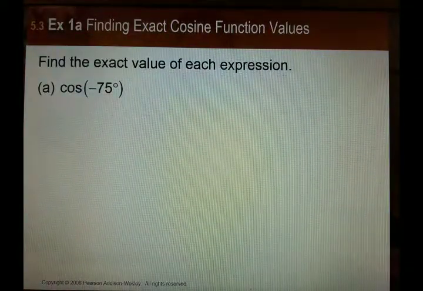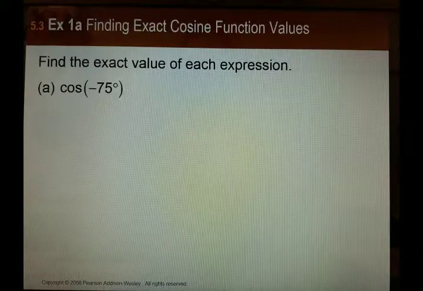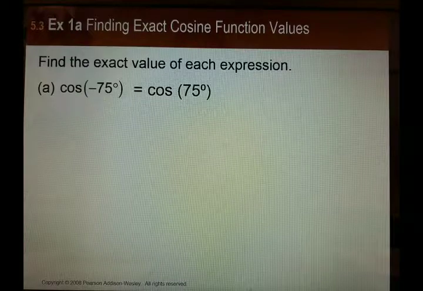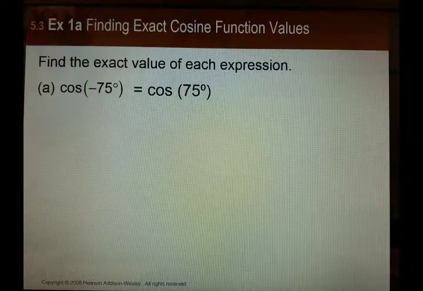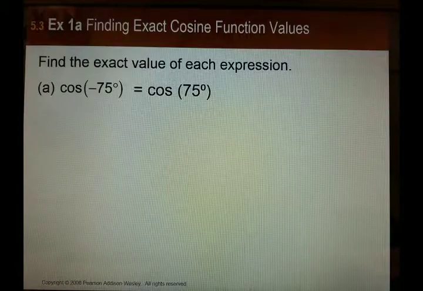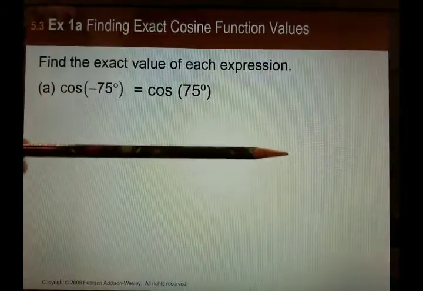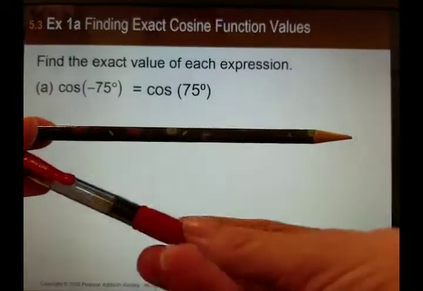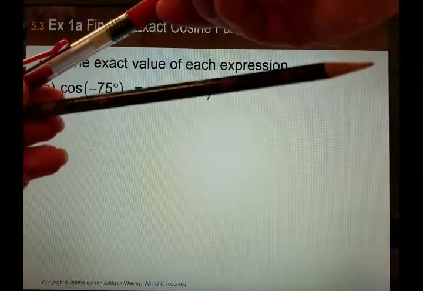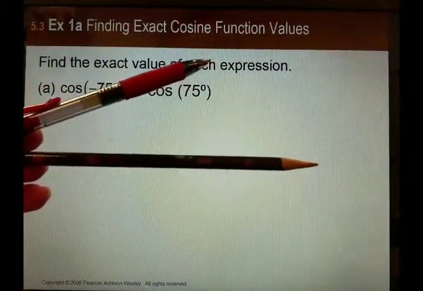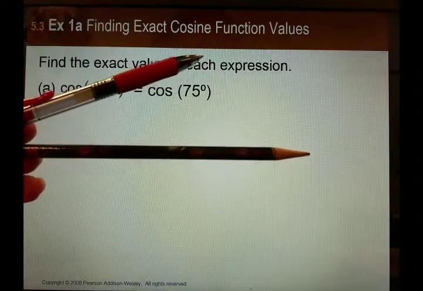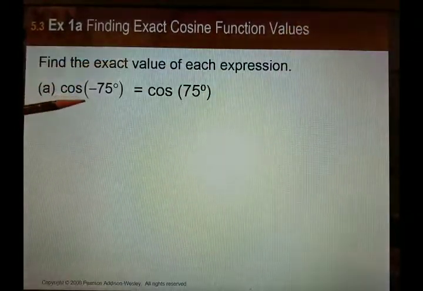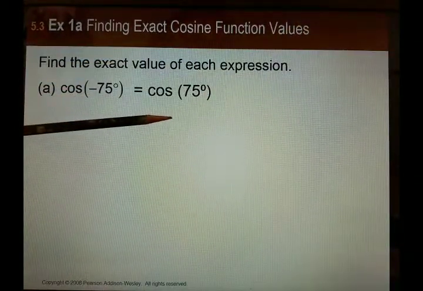Find the exact value of an expression for the cosine of negative 75 degrees. So I know if I was to use the negative angle properties, the cosine of 75 degrees would be the same as the cosine of negative 75 degrees. For a second, pretend this pencil is the positive x-axis. If I was to go down here to negative 75 degrees with the red pen versus going up here to positive 75 degrees, both of them would be the x value over the r on the unit circle. Both of them, by All Students Take Calculus, would be positive. So therefore, the cosine of negative 75 would equal the cosine of positive 75 degrees.